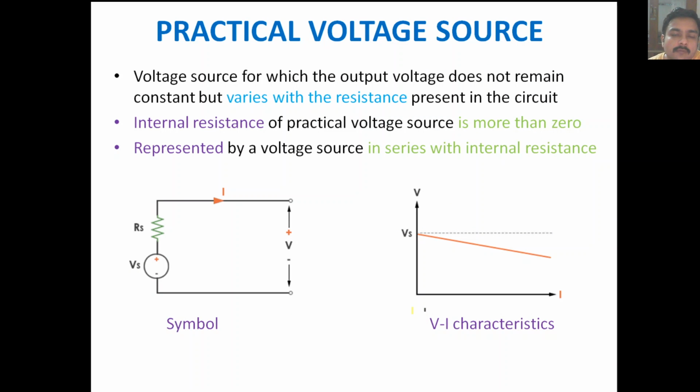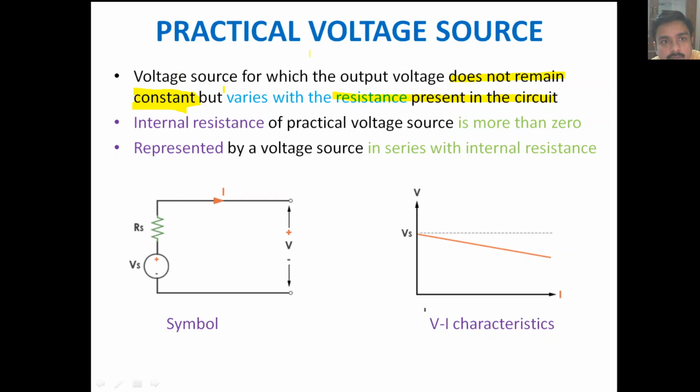Now let us talk about practical voltage sources. The practical voltage sources are the ones for which the output voltage does not remain constant. The practical one says it does not remain constant. Why does it not remain constant? Because of the losses in the actual sources. It does not remain constant, but it varies. It varies with what? It varies with the resistance which is present in the circuit.